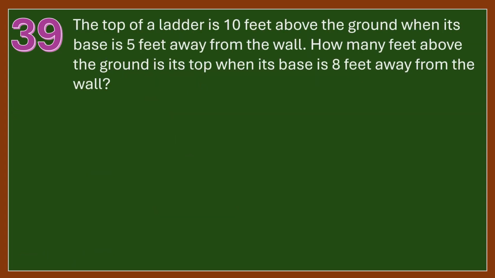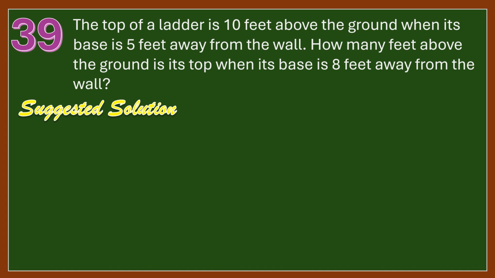Number 39. The top of a ladder is 10 feet above the ground when its base is 5 feet away from the wall. How many feet above the ground is its top when its base is 8 feet away from the wall? For our solution, let L be the length of the ladder and H be the height that the top of the ladder reaches when its base is 8 feet away from the wall.